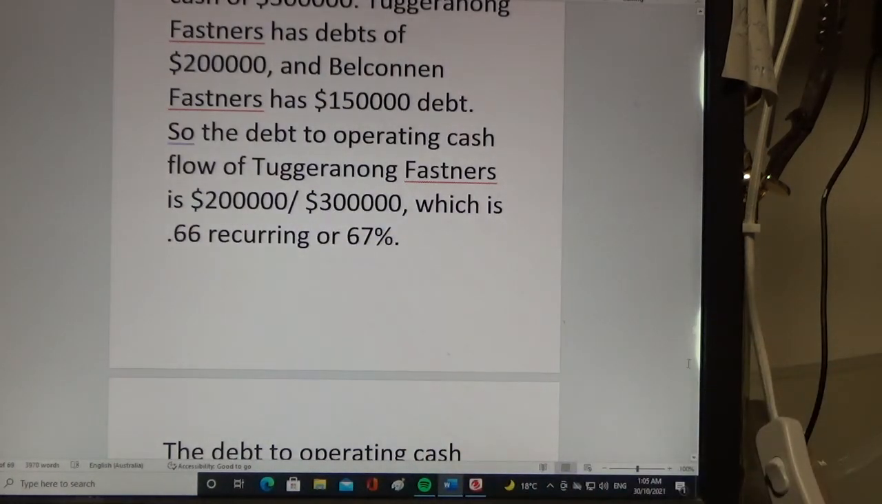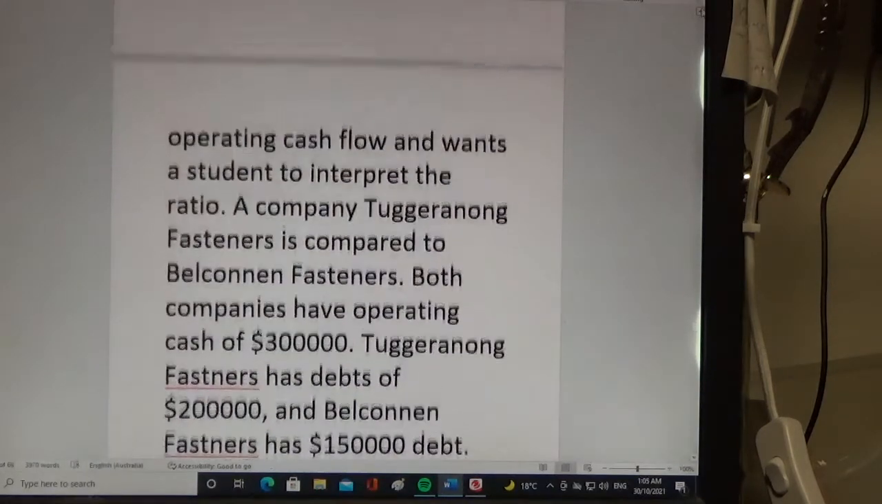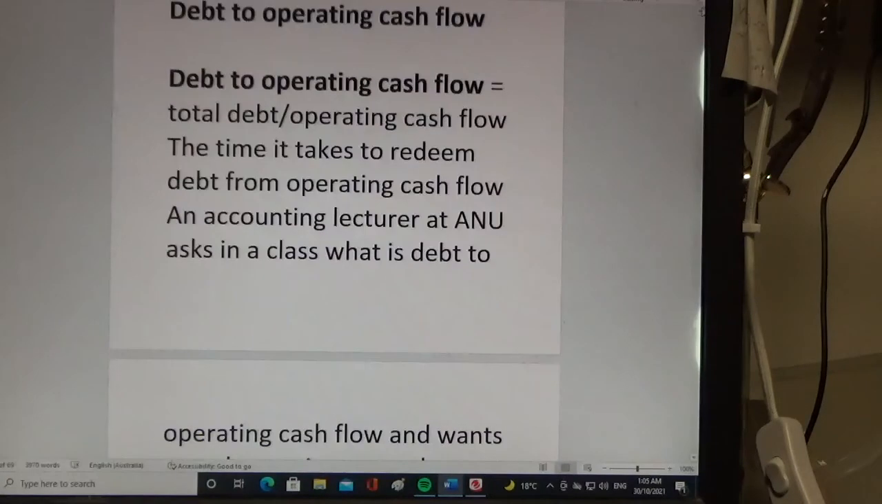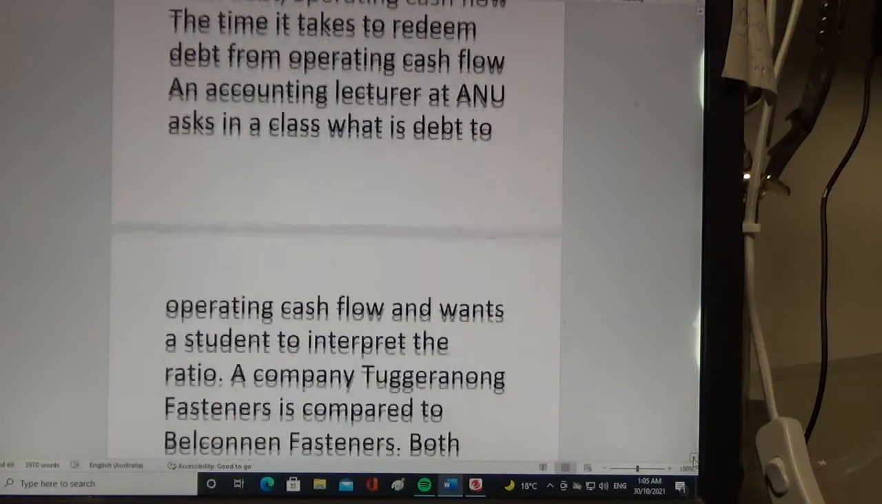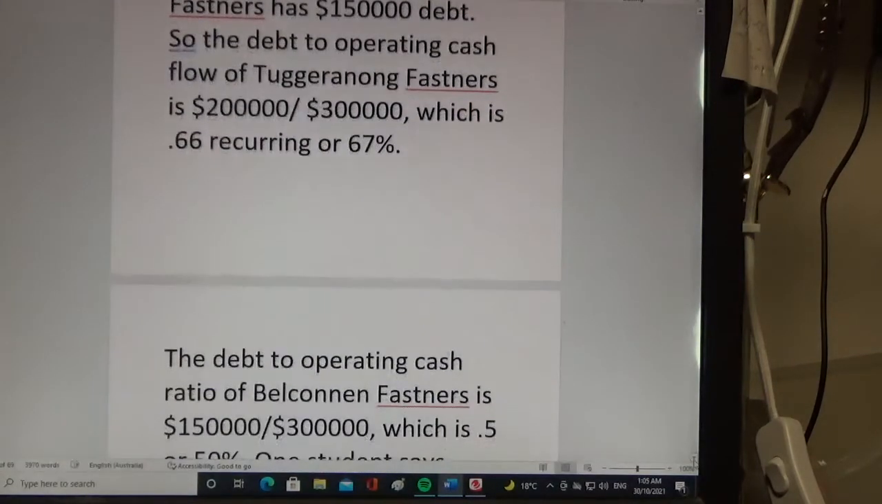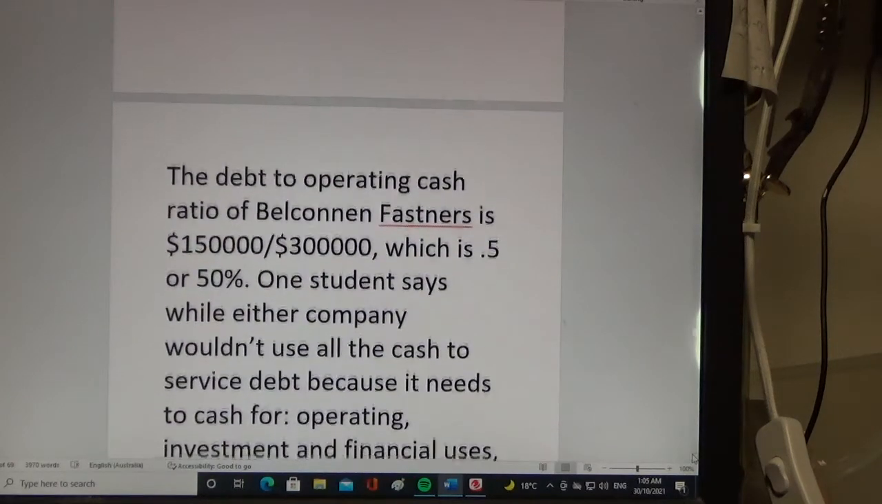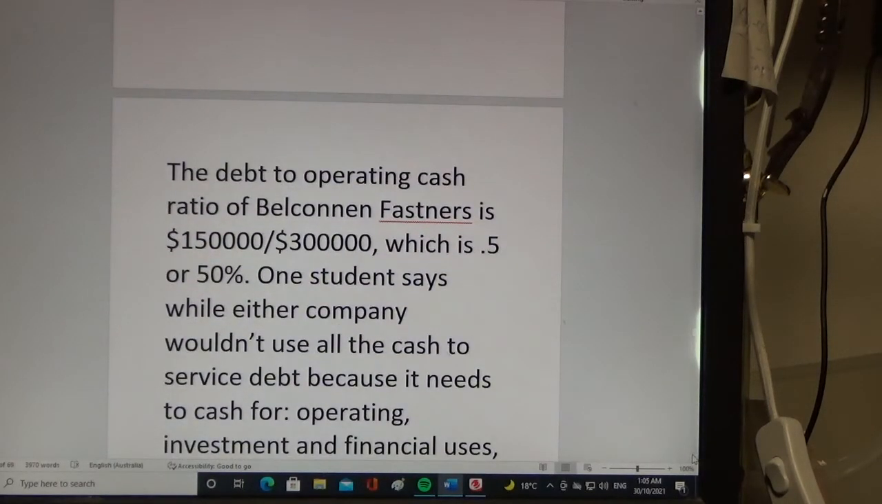Let's just double check. Yep, debt on the numerator. Correct. Total debt is the numerator, operating cash flow is the denominator, which is 0.66 or 67%. The debt to operating cash ratio of Belconnen Fasteners is $150,000 divided by $300,000, which is 0.5 or 50%.